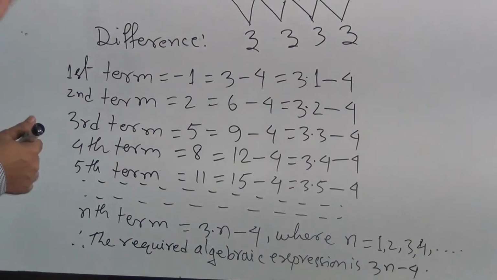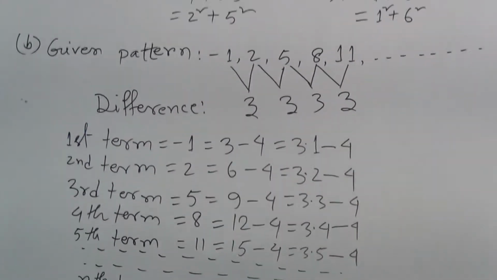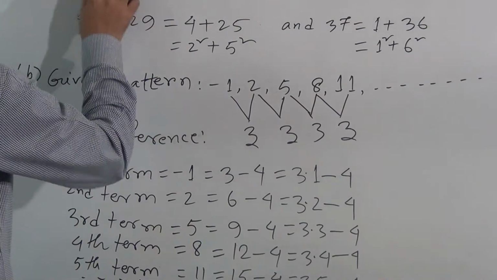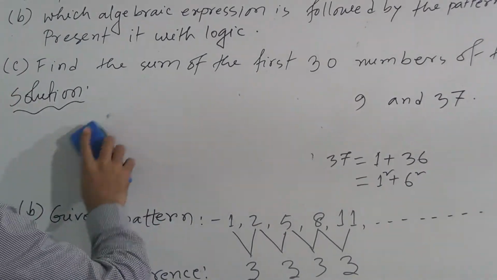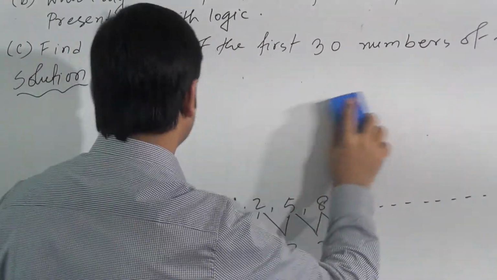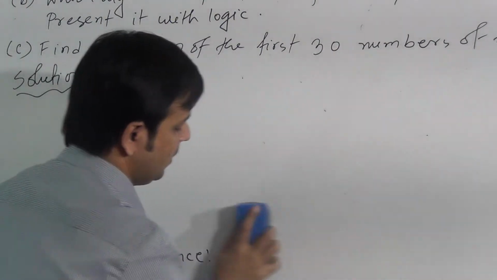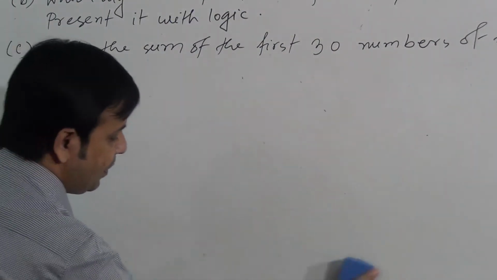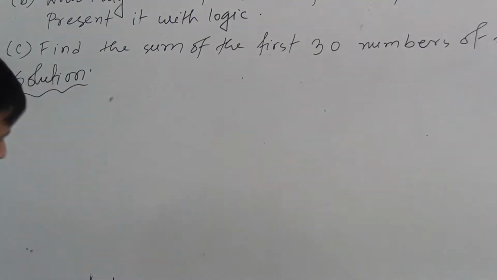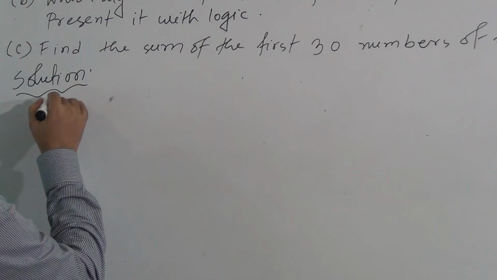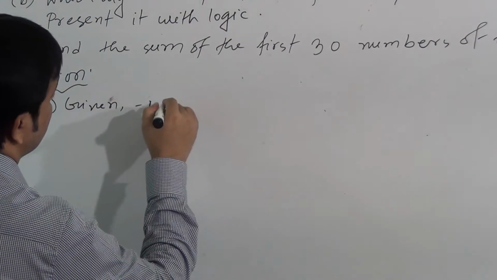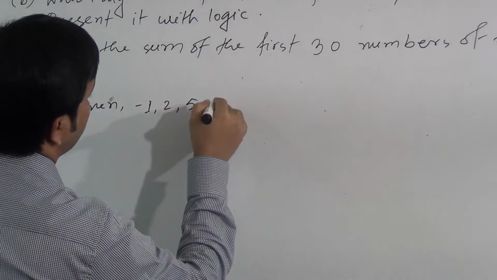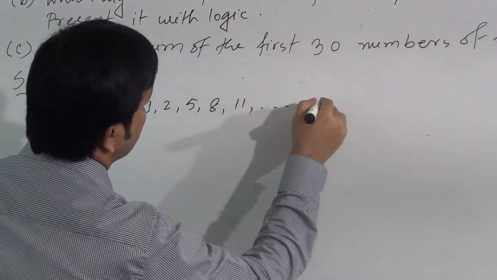Okay, dear students, so I will solve question C now. Questions A and B are done. So I will solve question C. Dear students, what is question C? Question C is: find the sum of the first 30 numbers of the list. Dear students, here our given pattern is -1, 2, 5, 8, 11.